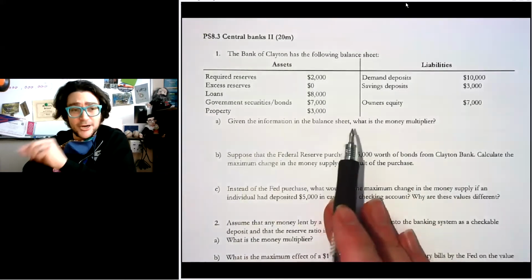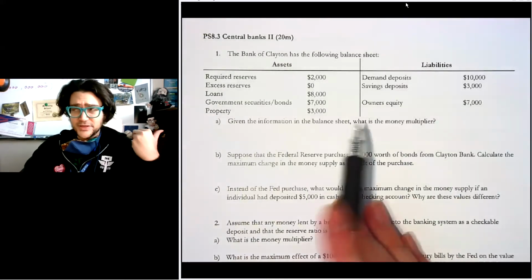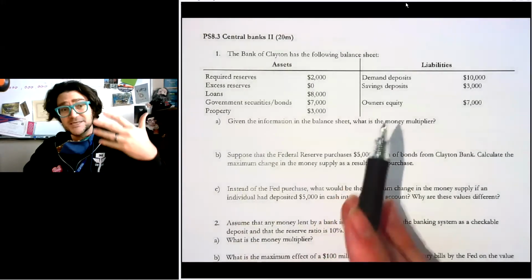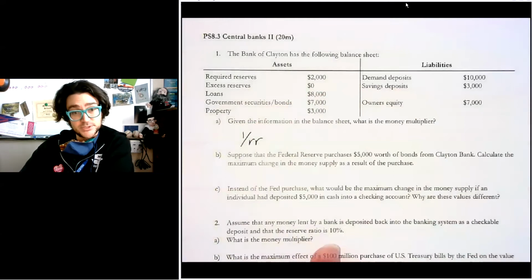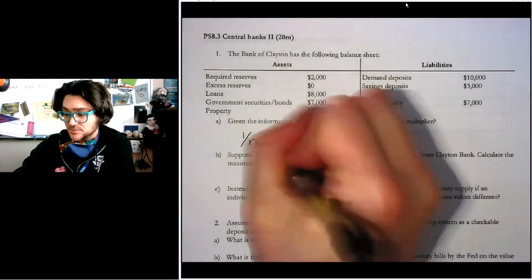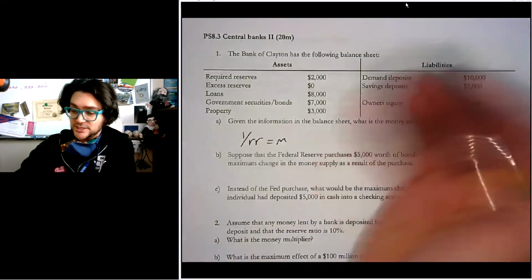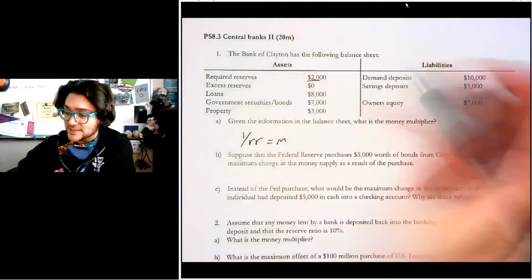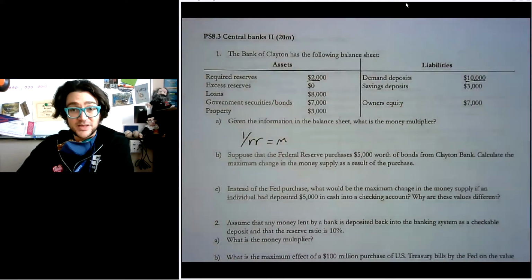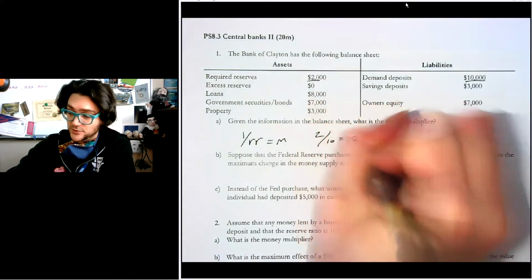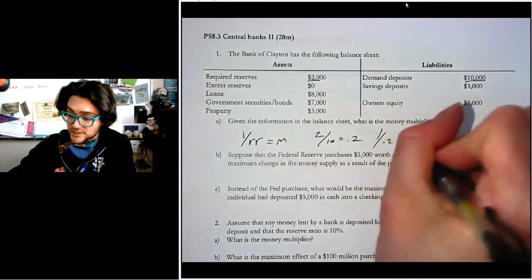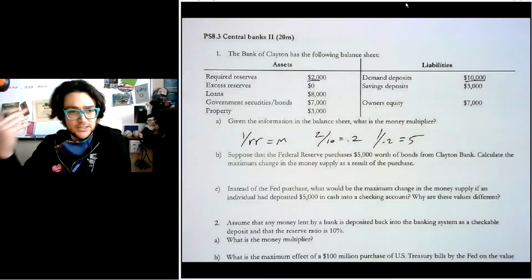We did that already way back when, I think in 8.2, when we learned this in banking. So the money multiplier, if you remember, is 1 over the required reserve ratio. We figure out the reserve ratio: it's the ratio of that $2,000 to that $10,000. So it's 2 over 10, that's 0.2. So 1 over 0.2 is 5, right? That's what we did last time.